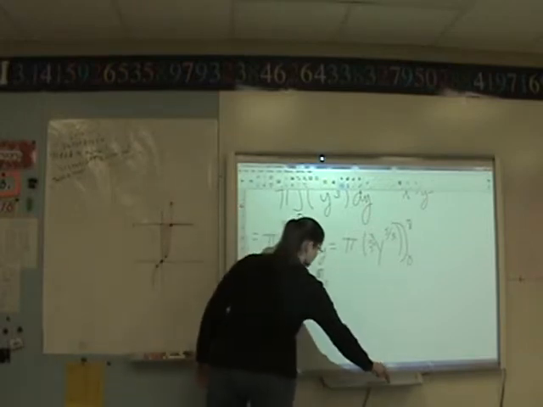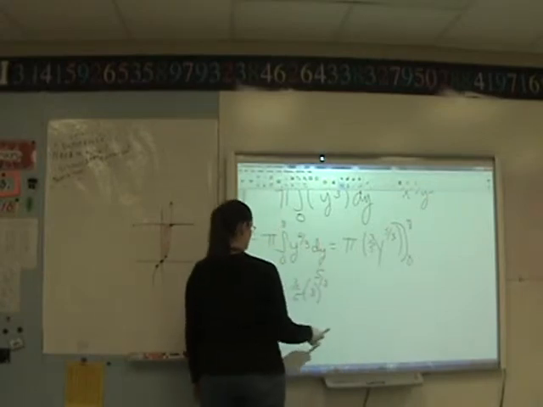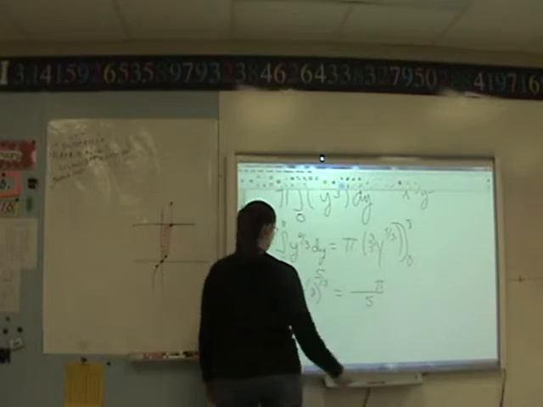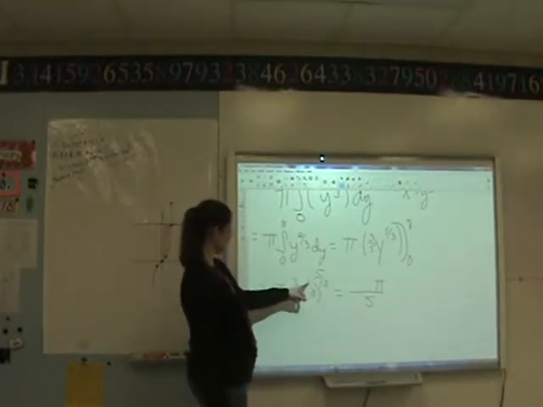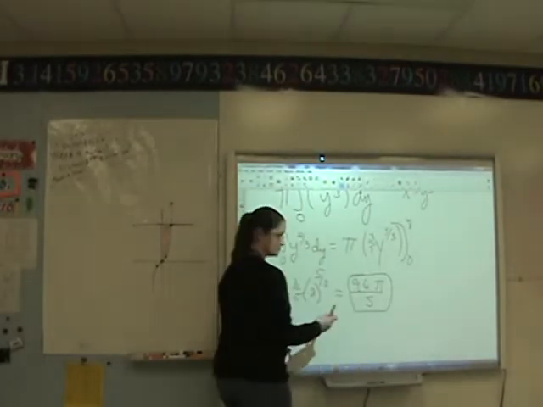Integrating gives 3/5 y to the 5/3. If I plug in a 0, I'm going to get 0. Plug in 8 to the 5/3. Cube root of 8 is 2, 2 to the 5th is 32, times 3, over 5, that's 96 pi over 5.